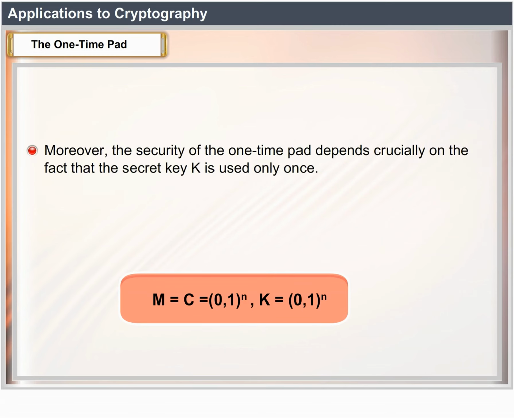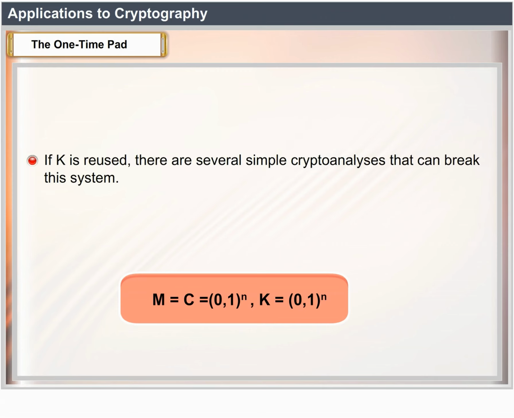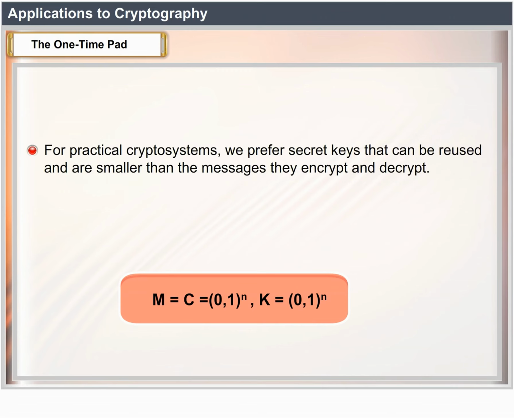Moreover, the security of the one-time pad depends crucially on the fact that the secret key K is used only once. If K is reused, there are several simple cryptanalyses that can break this system. For practical crypto systems, we prefer secret keys that can be reused and are smaller than the messages they encrypt and decrypt.